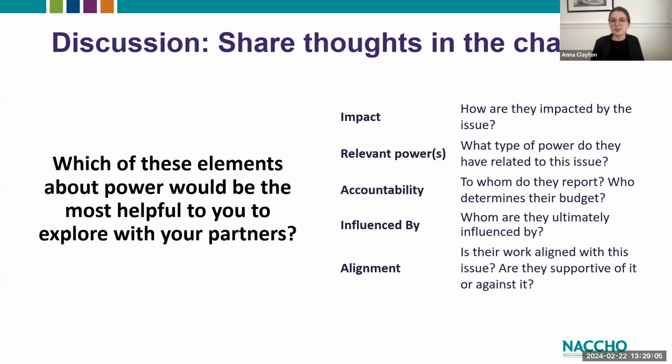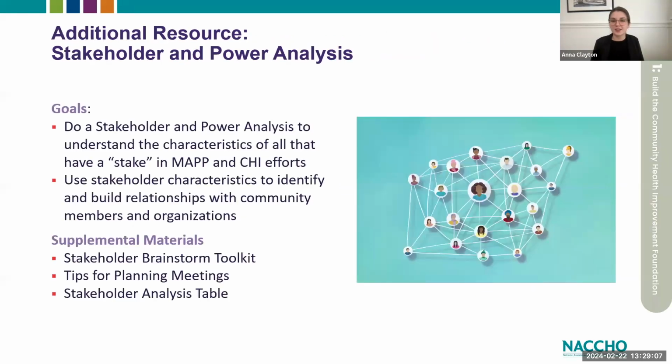As one additional resource that I wanted to highlight on the next slide. So what we just went over is a tool that you would use in that last phase of MAPP when you're planning how to take action on a specific issue. A different tool in MAPP that we just wanted to highlight is the stakeholder and power analysis. This is the very first step of MAPP 2.0 to help you determine who to involve in the broad process of assessing and planning to address community health priorities.